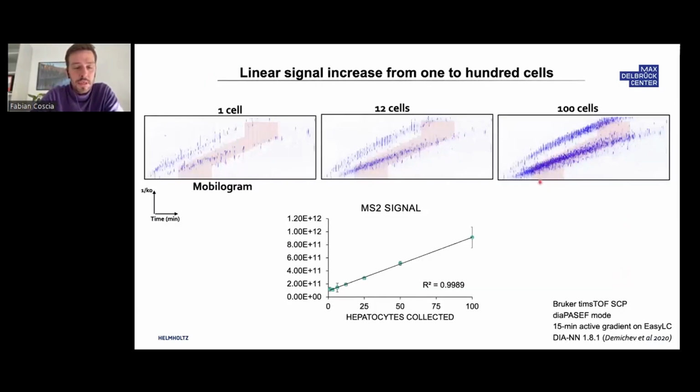This is a plot showing you what the mass spec raw data looks like using the Bruker timsTOF SCP instrument, where from a single cell to 12 cells to 100 cells, you see a very strong linear increase of the mass spectrometry signal, coming from only one cell or from roughly 100 times the signal, clearly showing that our method is able to really capture these extremely tiny amounts from single cells.